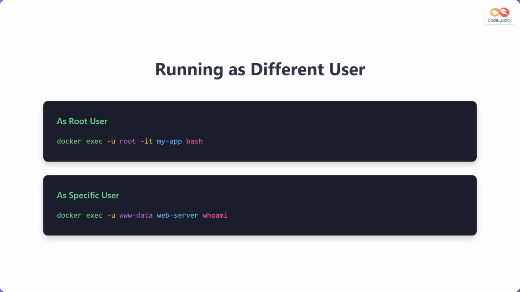You can also run commands as a different user within the container. To run as the root user, use the command docker exec -u root -it my-app bash. To run as a specific user, for example www-data, the command is docker exec -u www-data web-server whoami.